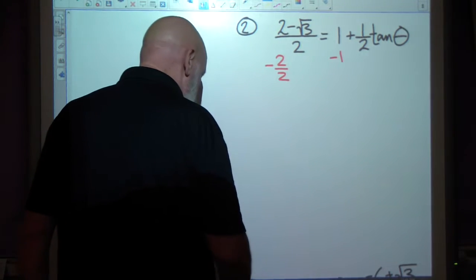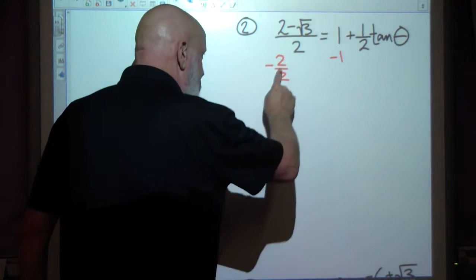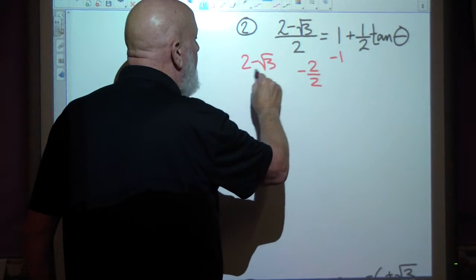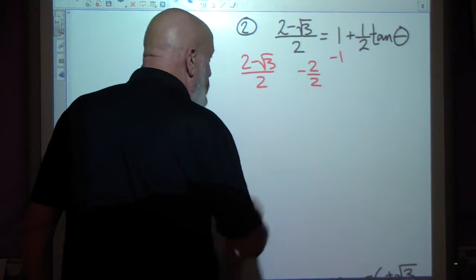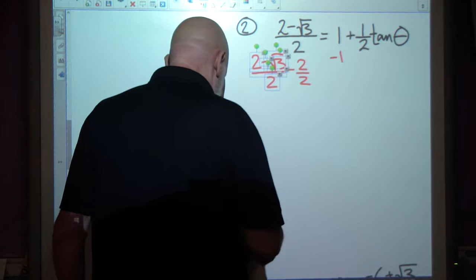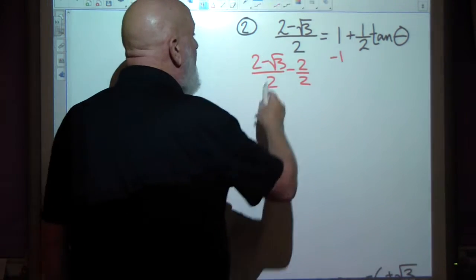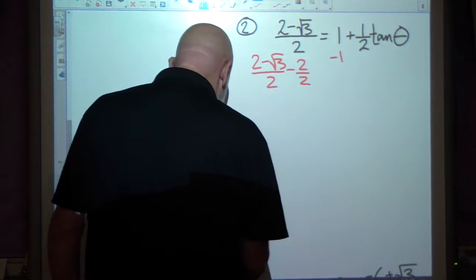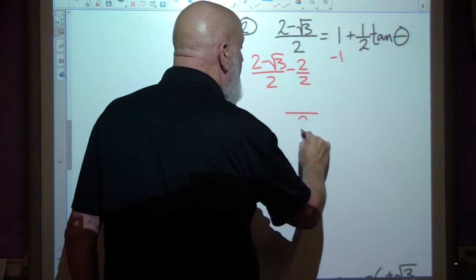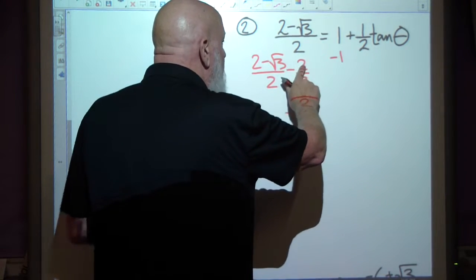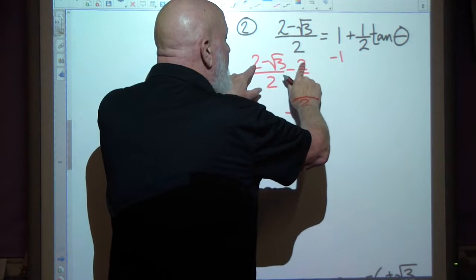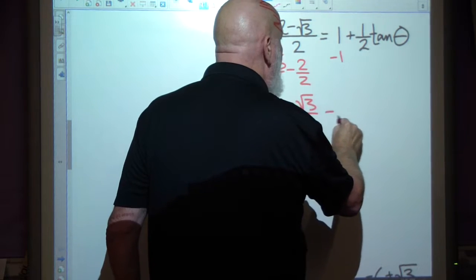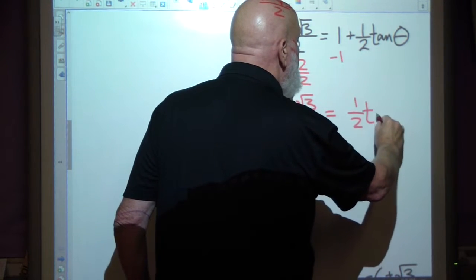I'm using a common denominator here, so I'll think of this left side as 2 minus radical 3 over 2 minus 2 over 2, and we add our numerators and keep the denominator the same. So this will give me, keeping the denominator the same, 2 minus radical 3 minus 2. We can combine these like terms. 2 minus 2 is 0, minus radical 3 is negative radical 3. This will give me 1/2 tangent theta.